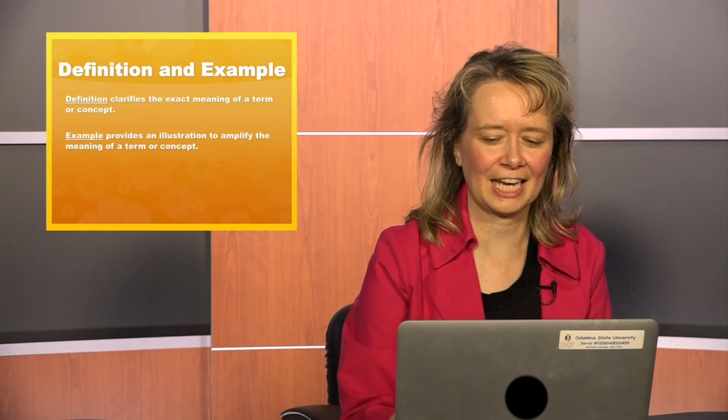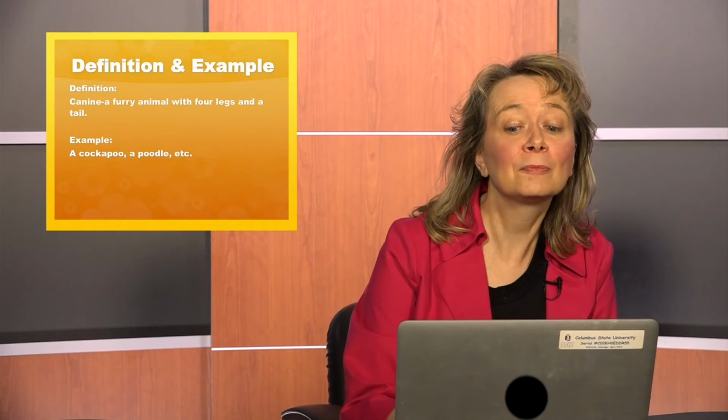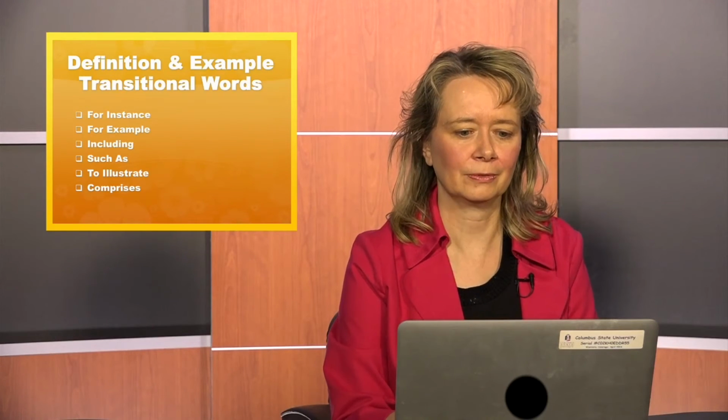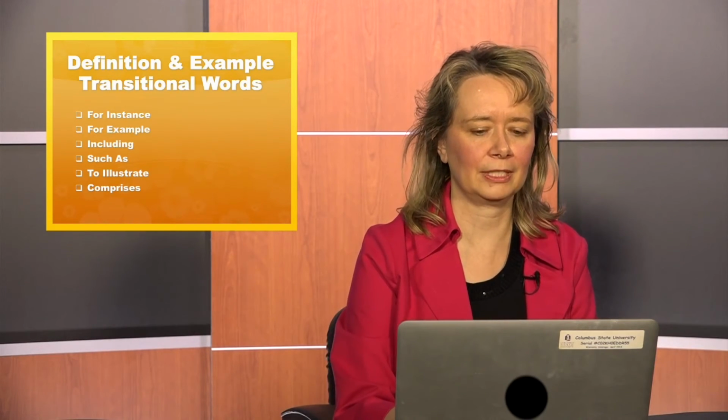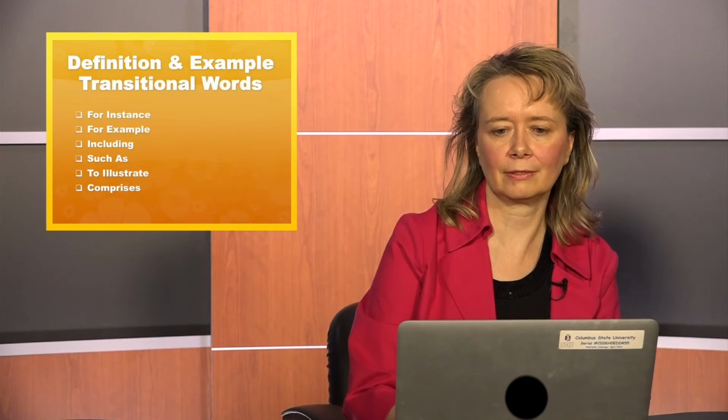A definition, what is it? Well, we know a definition clarifies the exact meaning of a term or concept. An example provides an illustration to amplify the meaning of a term or concept. Let's look at a simple example. A canine, what is it? A furry animal with 4 legs and a tail. For the dog lovers out there, an example, a cockapoo, a poodle, etc. Transitional words for definition and example, including, for example, for instance, such as, to illustrate, and comprises.